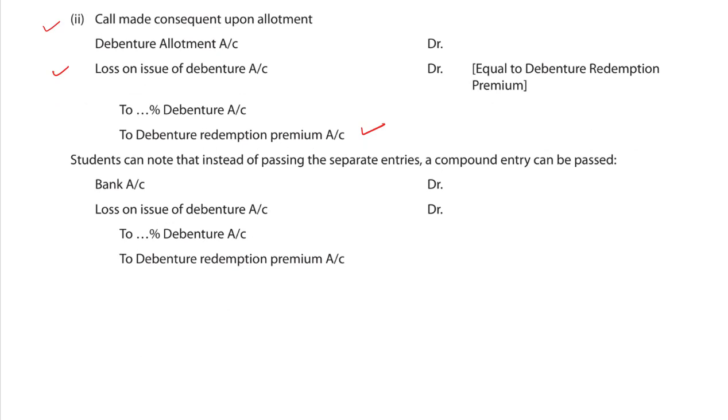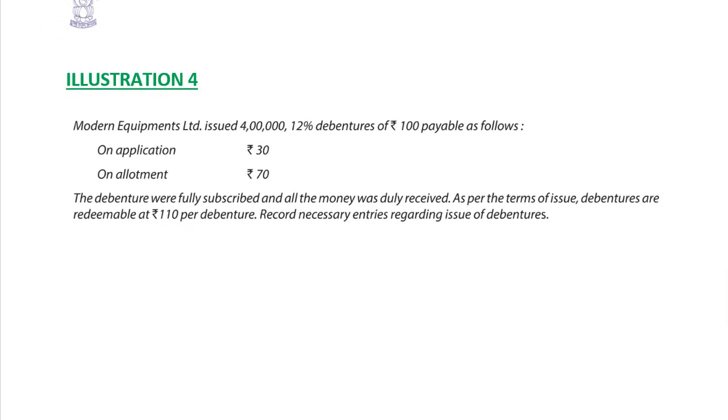Students can note that instead of passing the separate entries, a compound entry could be passed as bank account debit, loss on issue of debenture account debit to debentures account to debenture redemption premium account.